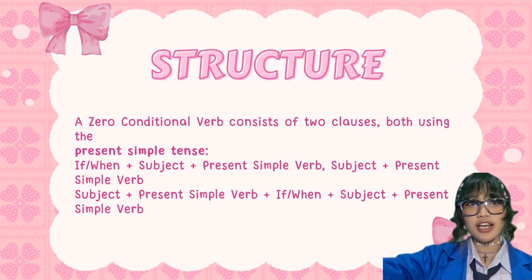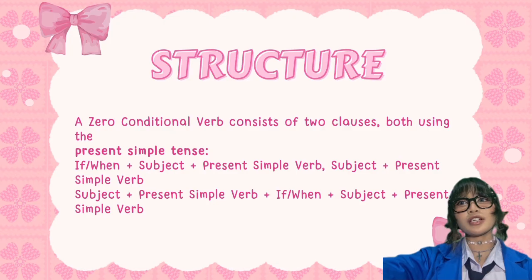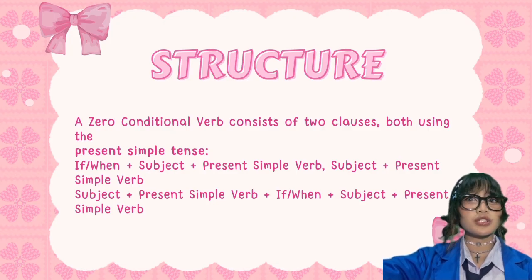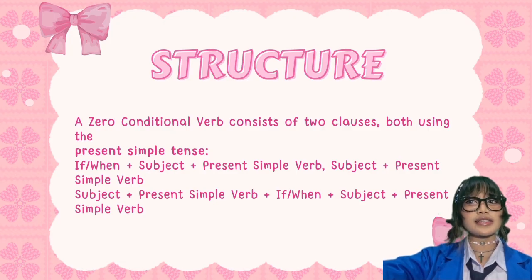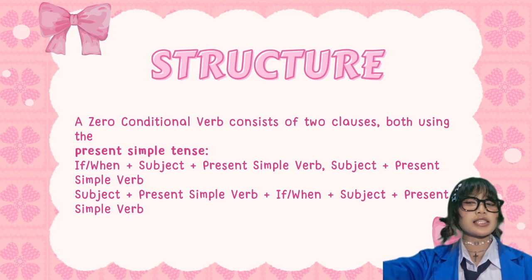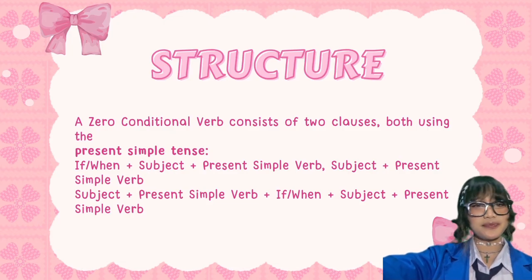Next, we're gonna talk about the structure. The structure of a zero conditional consists of two clauses, both using the present simple tense. If or when plus subject plus present simple verb, or subject plus present simple verb. And then we have subject plus present simple verb plus if or when plus subject plus present simple verb.